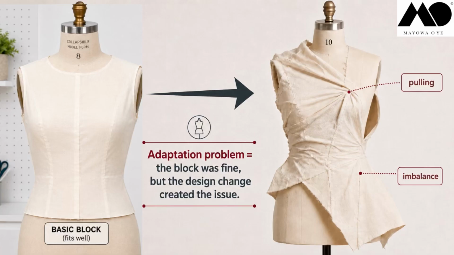An adaptation problem happens when your block is fine, but something goes wrong when you turn it into a design. This is very common because a design is not just a block with decorations added on top. Every design change affects the pattern. When you lower a neckline, you may need contouring. When you move a dart, you need to control where the fullness of that dart goes. When you add flare, you need to decide where the flare will start from.